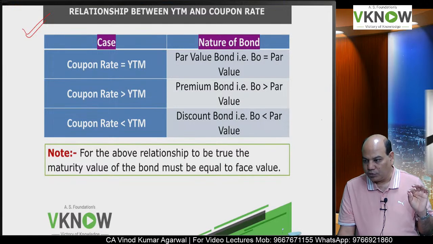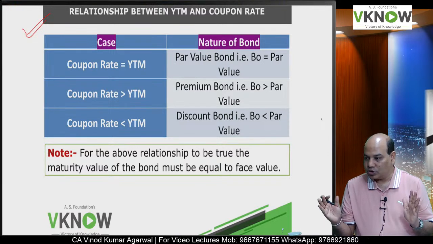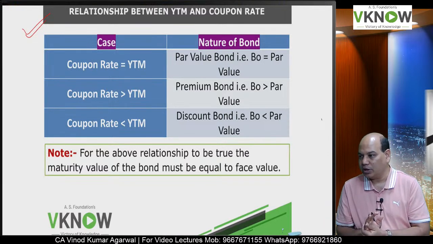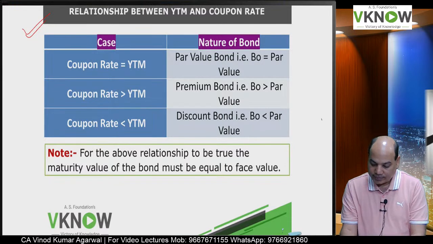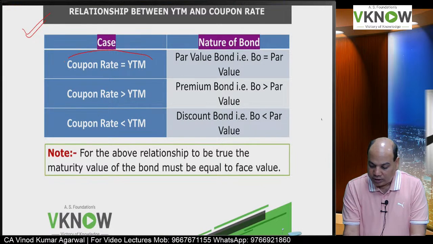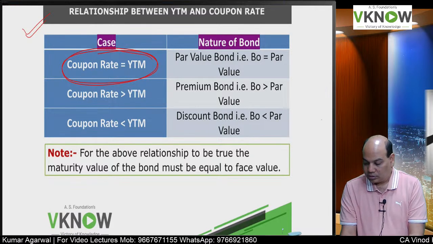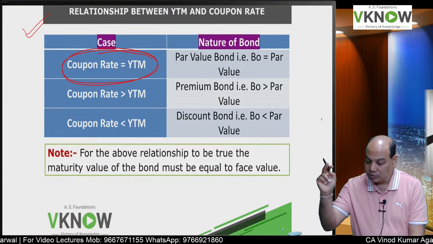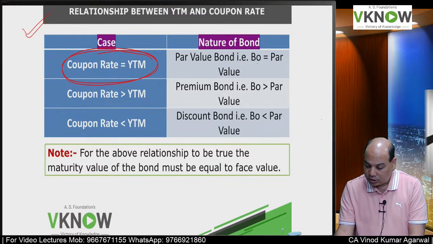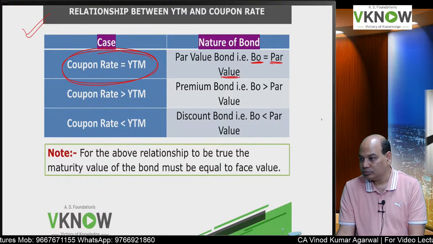Now I am going to give you one important piece of information about the relationship between YTM and coupon rate. This we have discussed in question number 1 also. If coupon rate and YTM are equal, and assuming that the redemption will be at par, then the present value of the bond will be equal to its face value.